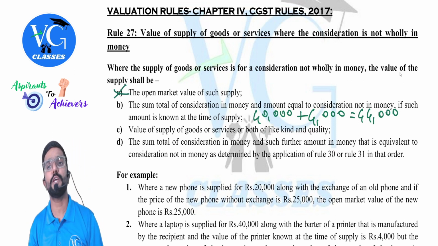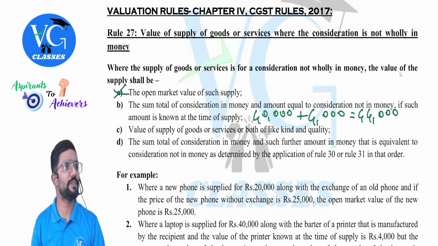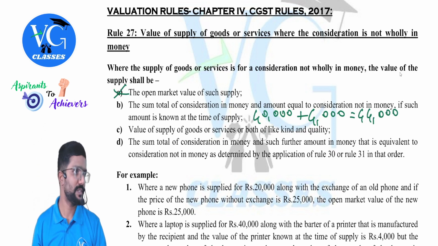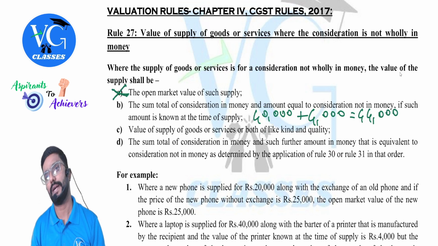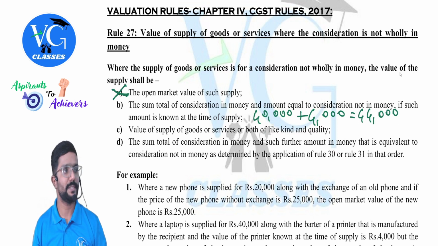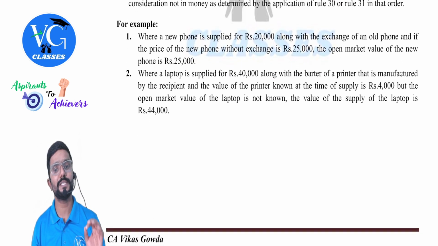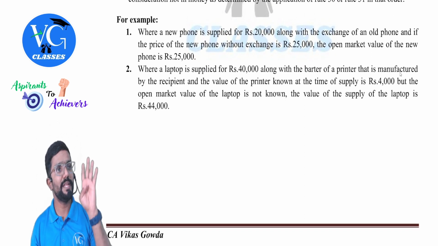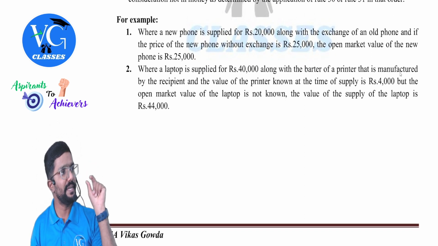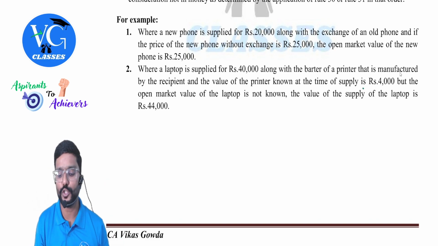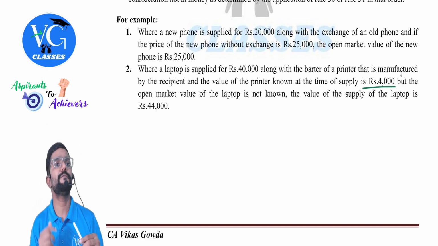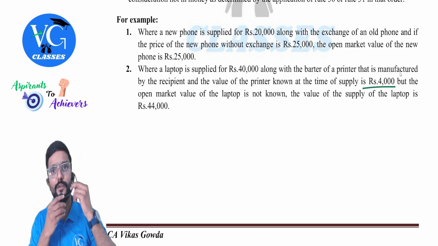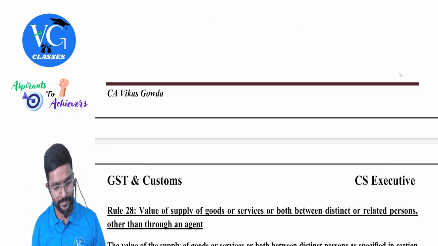Sir, what if it was given in the question open market value of laptop is 45,000? In that case, what would be the value of supply? 45,000. Clear? Just because open market value was not available, we went for second part. Please be careful that 4,000 is the value of printer. So money received is 40 plus value of printer, that is the consideration in kind, is 4,000. So 40,000 plus 4,000 comes to how much, people? 44,000.